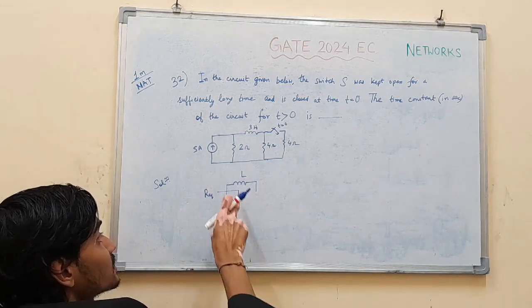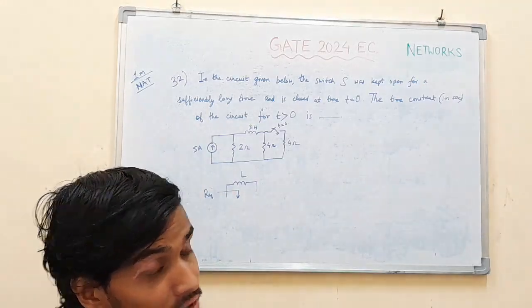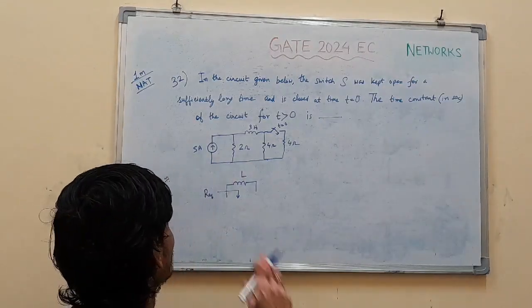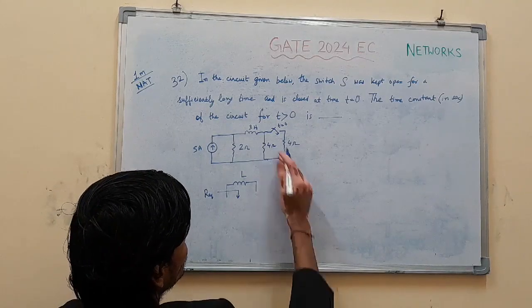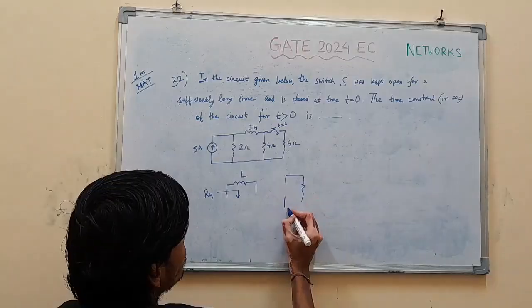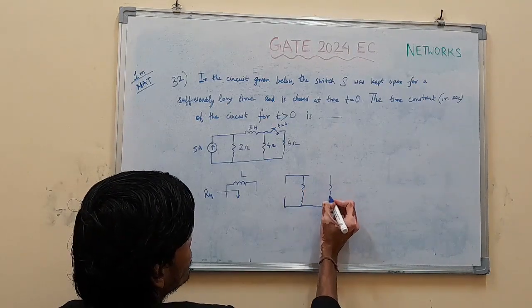For finding the equivalent resistance, what do we do? We deactivate the independent sources. That is, we open the current sources and short circuit the voltage sources. Here only a current source is there, so we will open it, and at t greater than 0 the switch will be in closed condition. So basically this will be what? Right.